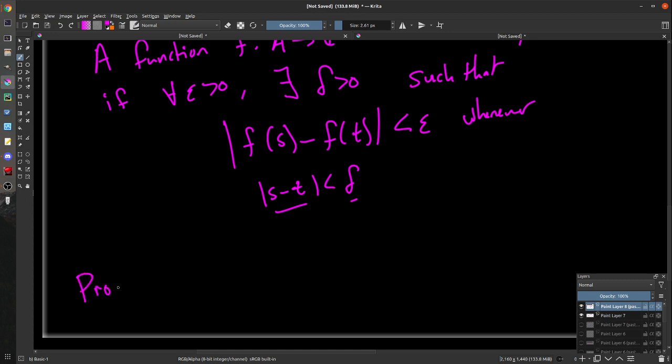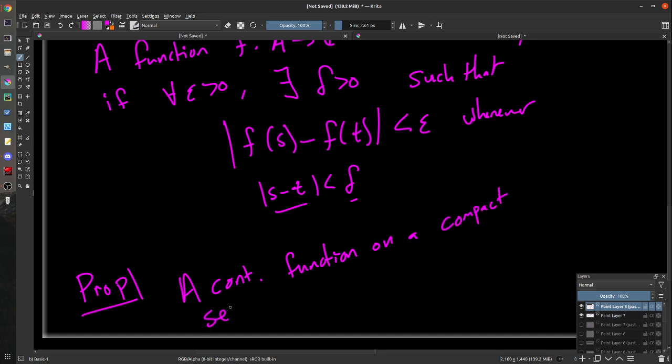This is a proposition. I think it's 1.4.23. A continuous function on a compact set is uniformly continuous.